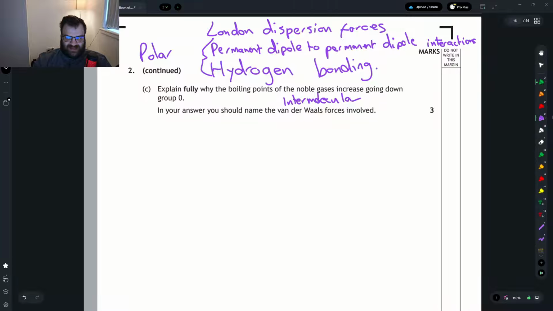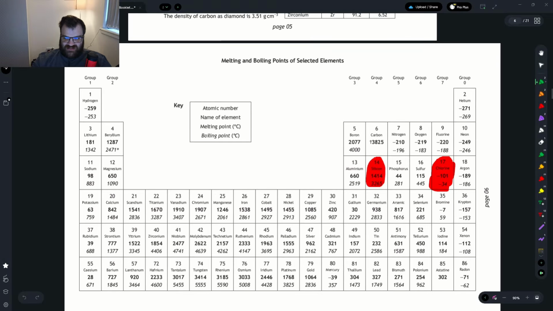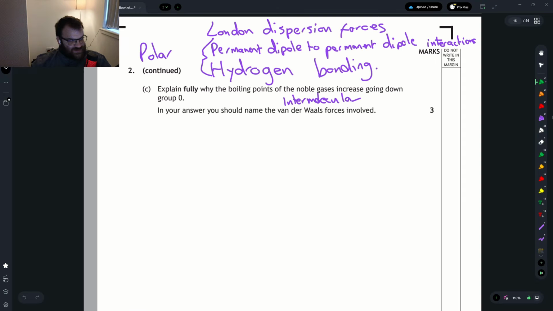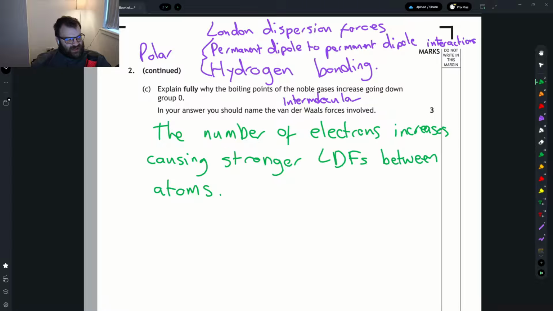LDFs depend on the number of electrons in the chemical, and what we can see going down a group is, as the atomic number increases, the number of electrons will increase, and that will increase the strength of those London dispersion forces. I'm going to put that together. So the number of electrons increases, and that causes stronger LDFs. So stronger intermolecular forces, specifically LDFs, and that's because there are more electrons. So 1 mark for saying that the electrons are increasing, and LDFs are the interactions we're talking about, and they are getting stronger.